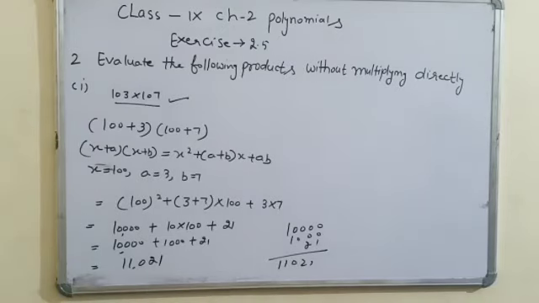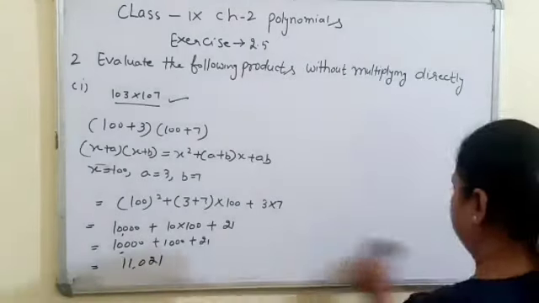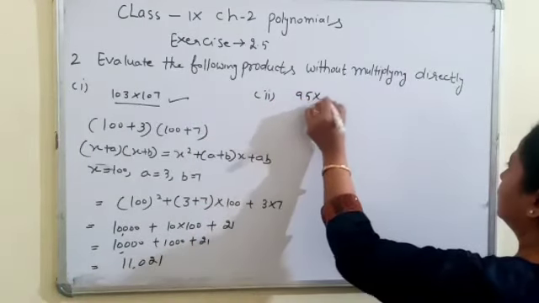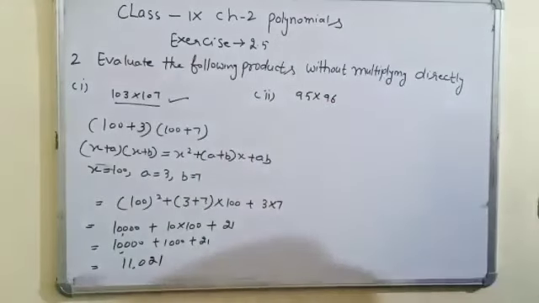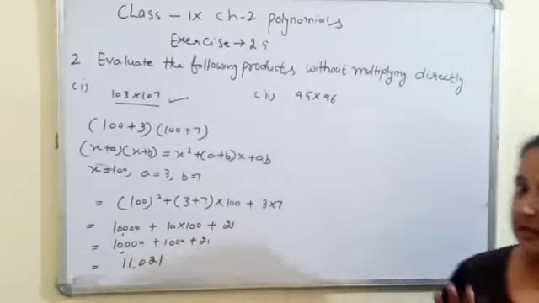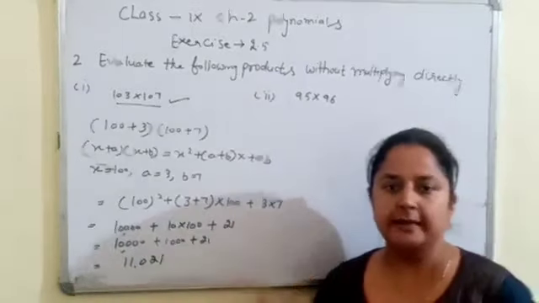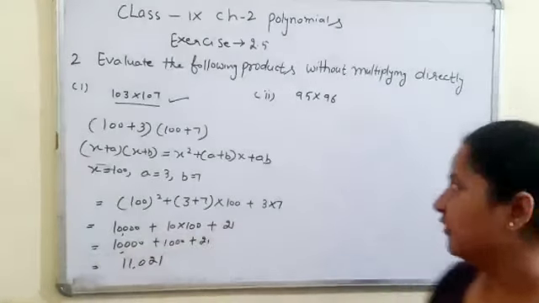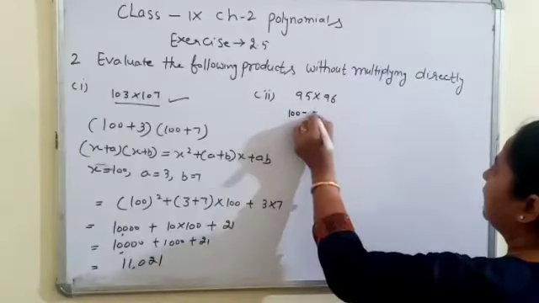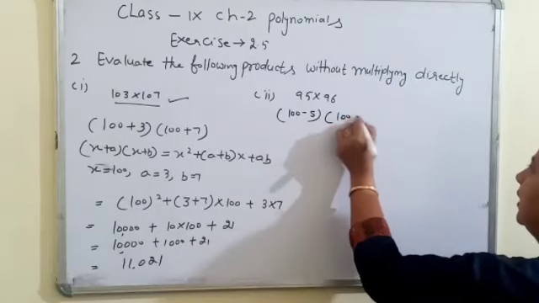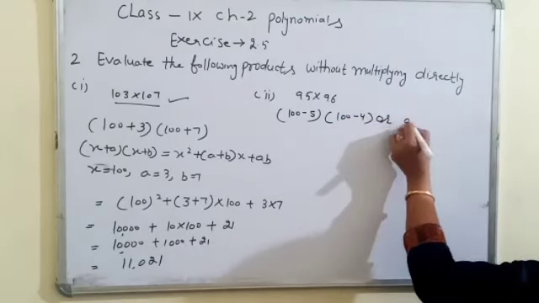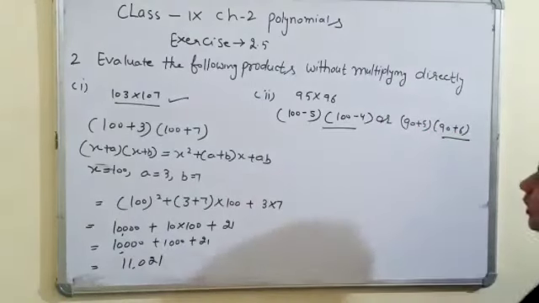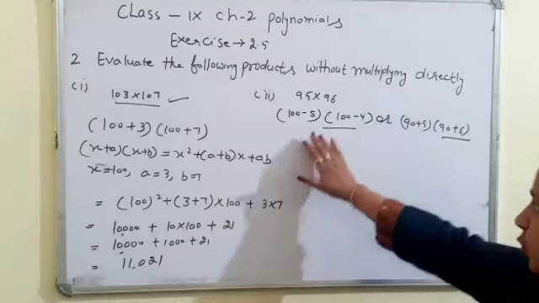Let's solve the second by following the same steps. In the second part we have to solve 95 into 96. We have to find the product of 95 and 96, but without doing the direct multiplication. We have to use an identity here. So which arrangements can we make for this? We can make two types of arrangement. First, you can write 95 as 100 minus 5 and 96 as 100 minus 4, or the other arrangement is 90 plus 5, 90 plus 6. Both are right. You can select any one and do the question.